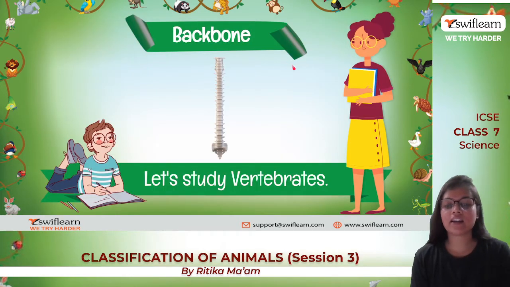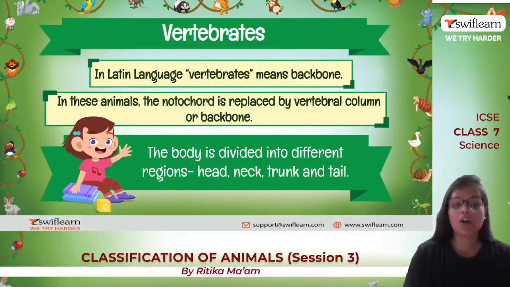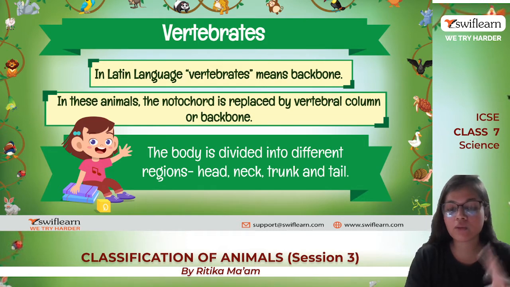Okay, so let us study about vertebrates. In the Latin language, the word vertebrate means backbone. In these animals, the notochord is replaced by a vertebral column, and we also call it the backbone. And here the body is divided into different regions, which are head, neck, trunk and tail.